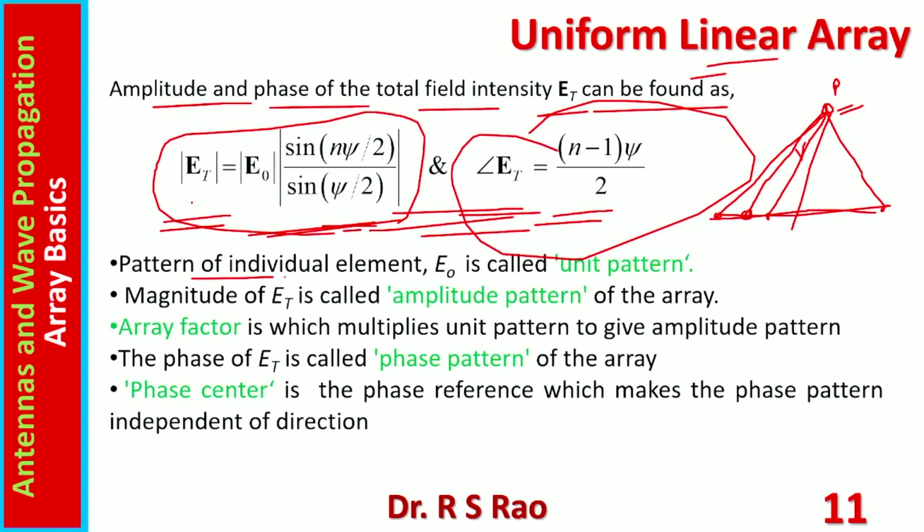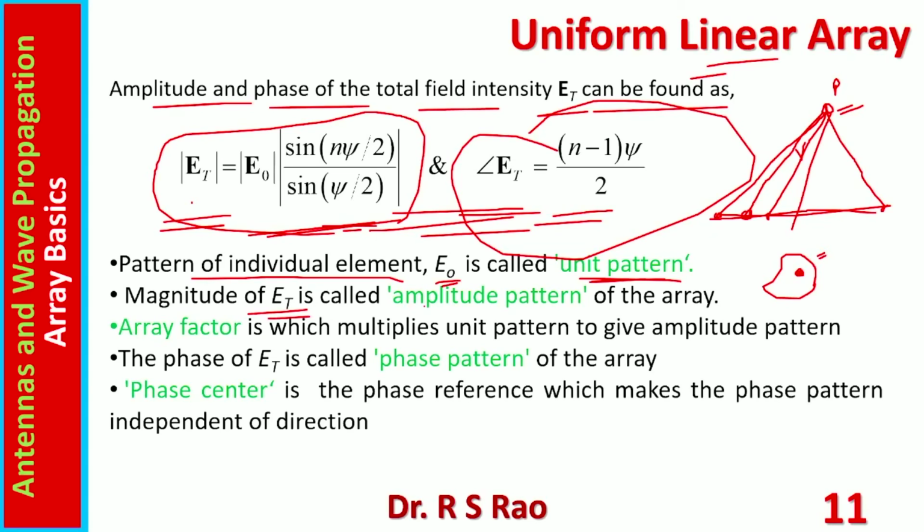Now, pattern of individual elements. E naught is called unit pattern. ET is a factor E naught multiplied by another factor sine n psi by 2 by sine psi by 2. What is E naught? Unit pattern. What is unit pattern? Array means several elements. Consider one element. This element must be having its own pattern. The pattern may be like this, something like. Of course, this expression is for an array of identical radiating elements. So each element must be having same pattern. The pattern of the element is unit pattern.